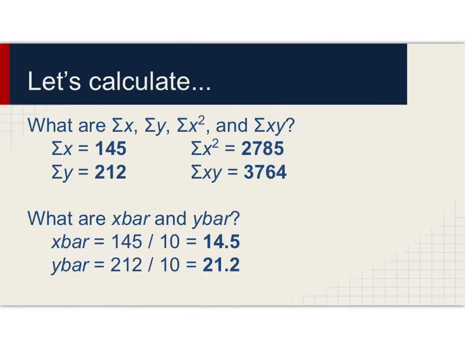While we're at it, we'll get x bar and y bar. X bar is the summation of the x's, the 145, divided by 10 x's, gives us an x bar of 14.5. For y bar, we'll add up the y's for 212. We already did that. Divide by 10 y's for a y bar value of 21.2.